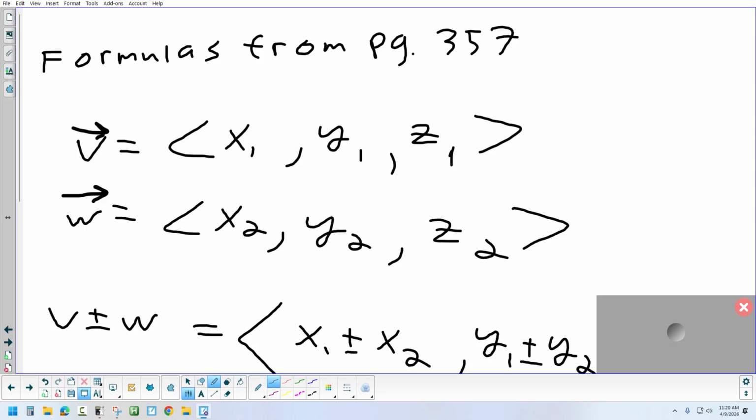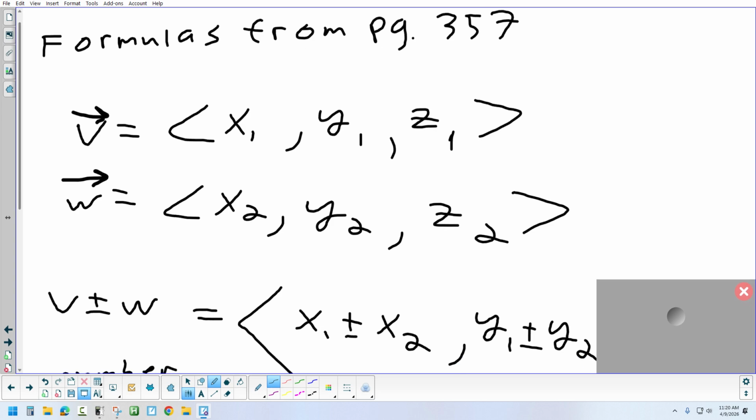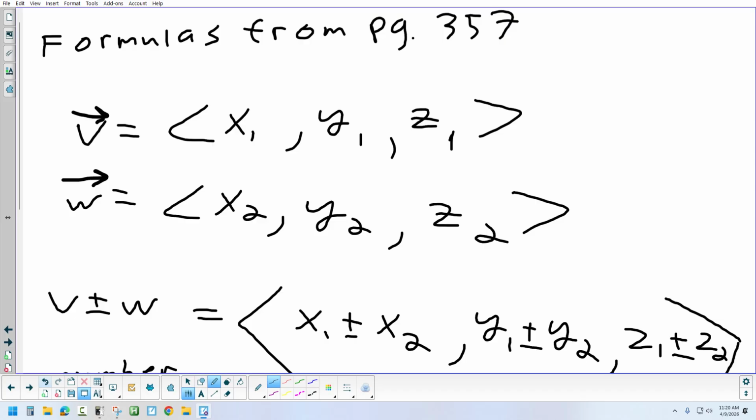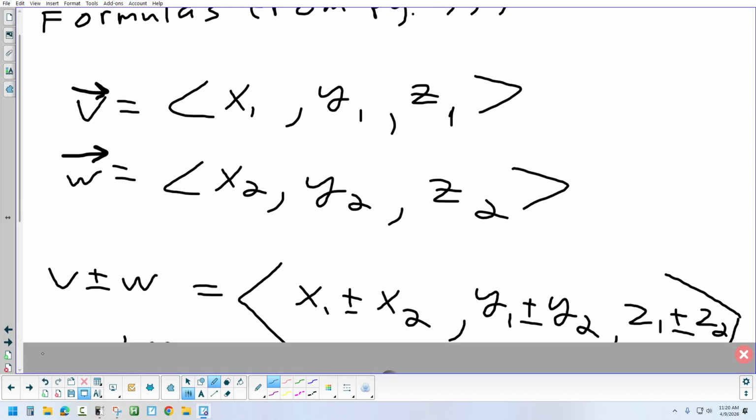What are we going to have to do now to extend it to 3D? Right, we're going to have to add the z components. So to add together two vectors in 3D, take the x components, add them, the y components, add them, the z components, and add them. And same idea for subtracting. If you want to subtract two vectors in 3D, we're not going to take the second vector and flip it around and try to sketch three-dimensionally. We're just going to use the formula. Subtract the x's, the y's, and the z's.